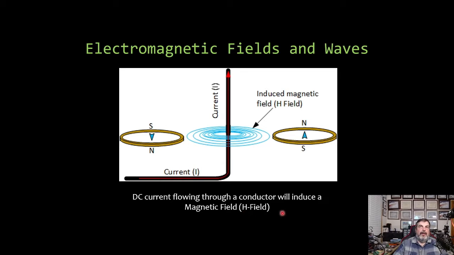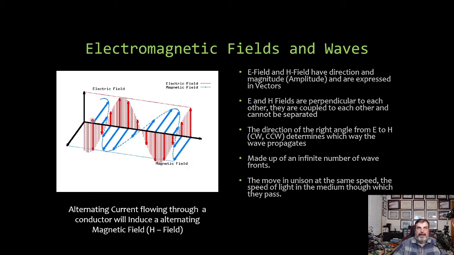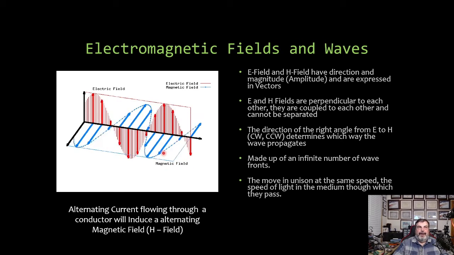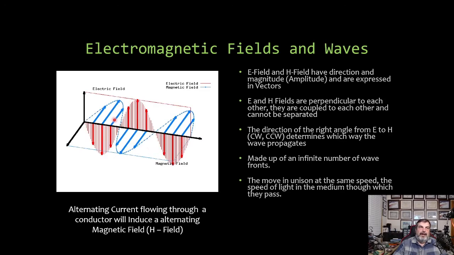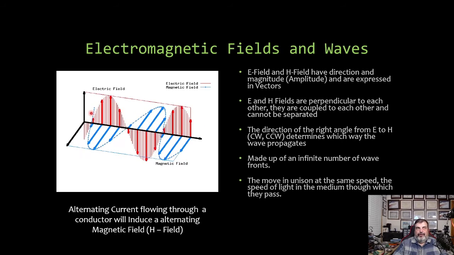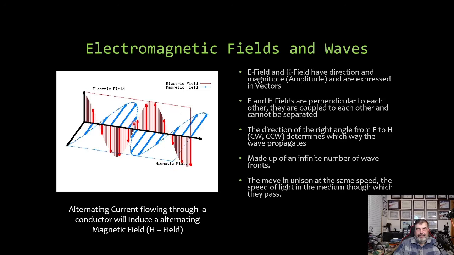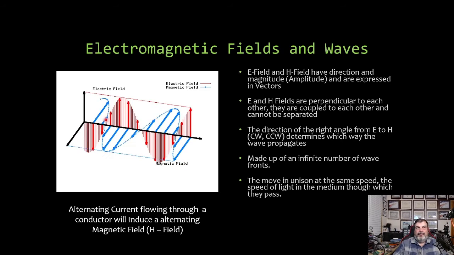Now, the difference is when we start talking about radio frequency and emitting RF from our transceivers, we are talking about an alternating current flowing through a conductor. What that's going to do is induce a magnetic field, but that field is going to be an alternating magnetic field in relation to the alternating current or electric field that we have. So we have an E field and an H field, just like we did in the DC, but at this time, these things are alternating. The voltage along the E field is going to climb and fall and go back up again over a period of time. And also the magnetic field is going to vary, and those are related in amplitude.